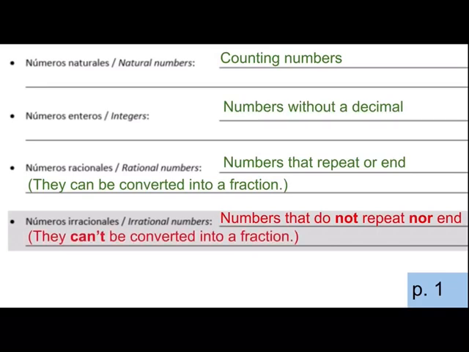What are some examples of natural numbers or counting numbers? Well, I count 1, 2, 3, 4, 5, 6, 7, 8, 9, 10, 11, etc. Those are all natural numbers. Integers. What are integers? Well, whole numbers without a decimal. They can be positive, they could be negative, they could be 0.